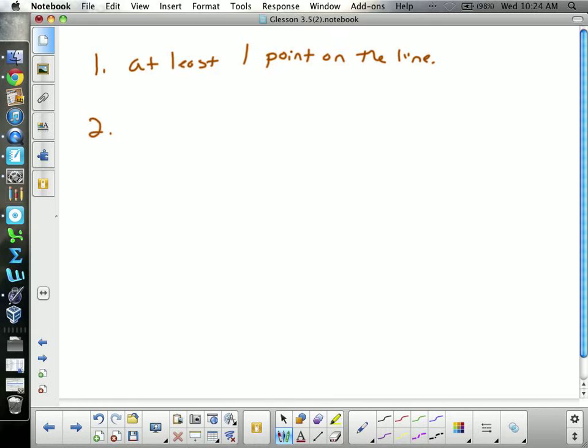What's the other thing we need to know? Okay, go ahead. The slope. Now, there are several ways we can find the slope of the line. Okay? Several ways we can find the slope. What are some ways to find the slope?